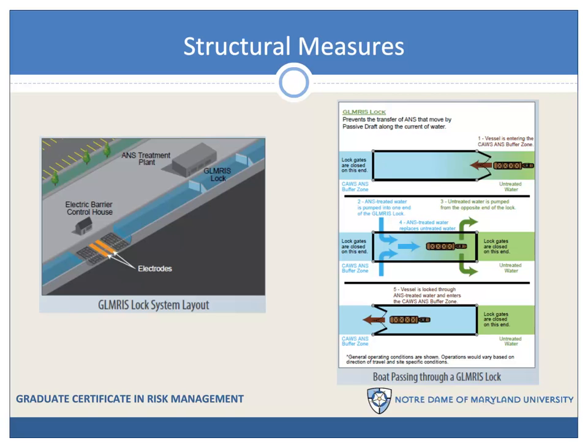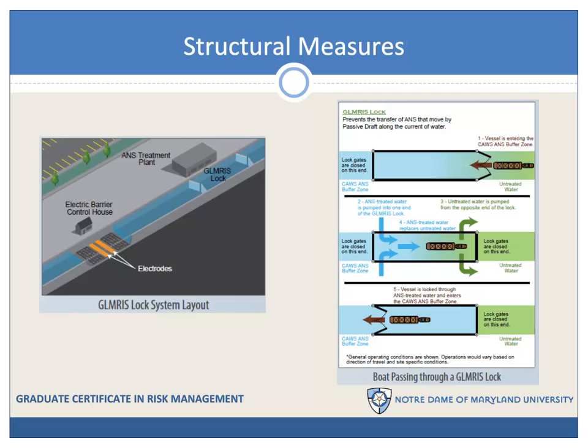One of the structural measures considered by the Glimmerous team was something called a Glimmerous Lock. The first picture on the left shows you how a Glimmerous Lock is laid out. Notice the lock itself. You have two sets of gates and a lock. Next to the lock is an aquatic nuisance species treatment plant. We'll say more about that in a subsequent slide. Downstream of the lock is an electric barrier with a control house. So a Glimmerous Lock has an electric barrier, a treatment plant, and a lock.